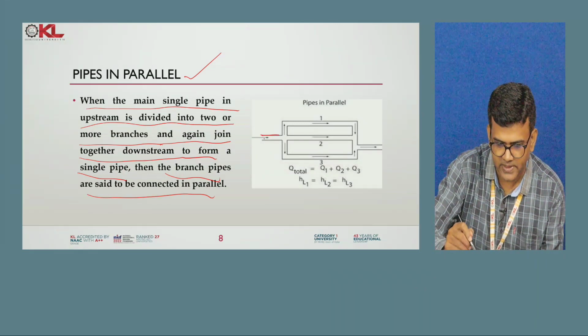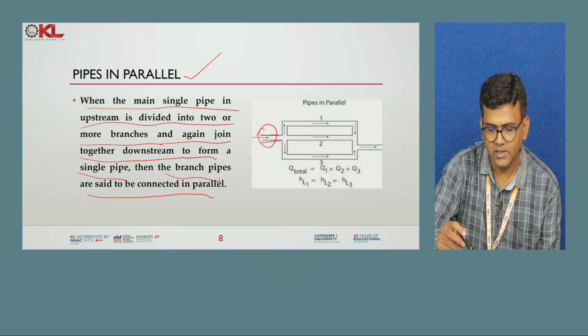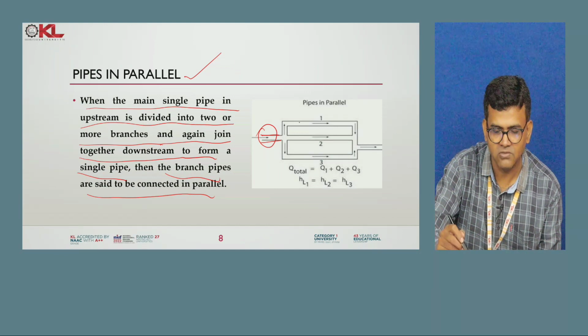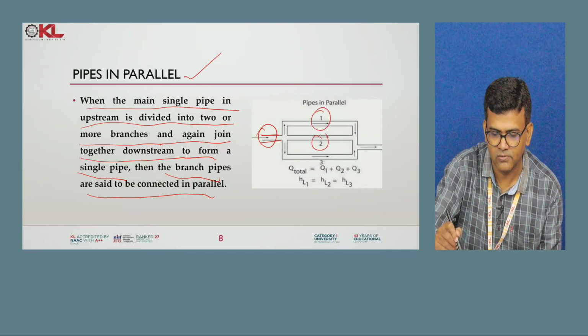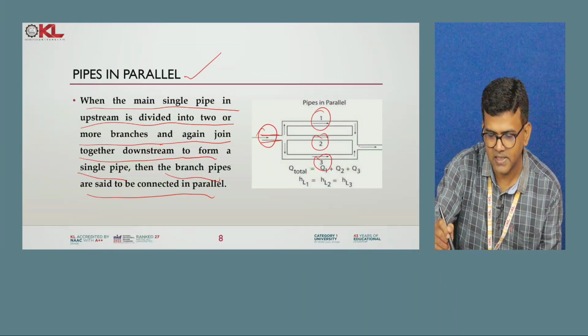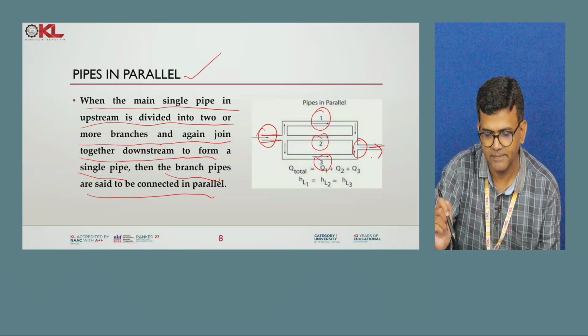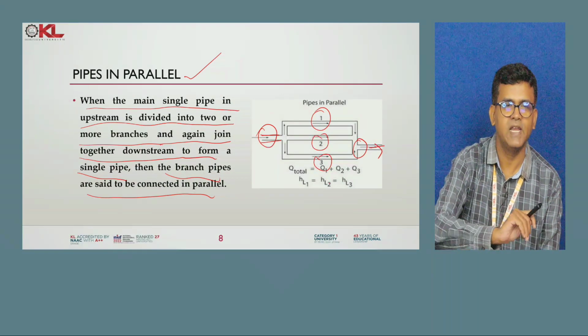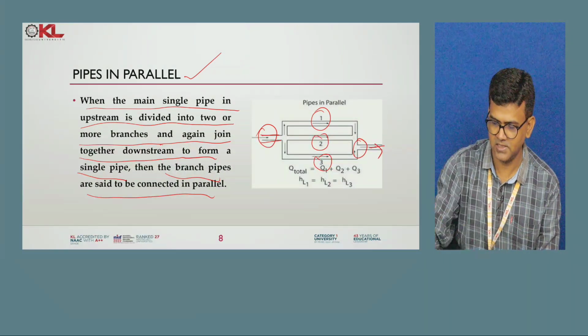So here you can see the main pipeline is branched into three pipes, 1, 2 and 3, and these three pipes are again connected together and become a single pipeline. This is the connection of pipes in parallel. Some characteristics will be there for the pipes in parallel, we will see those.